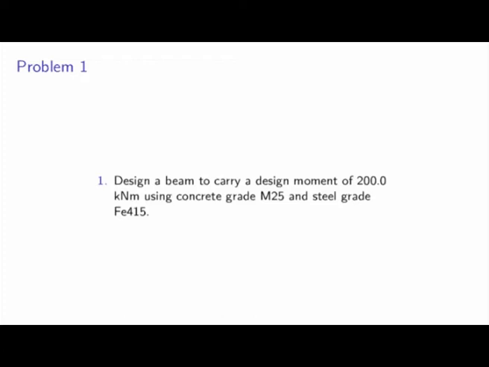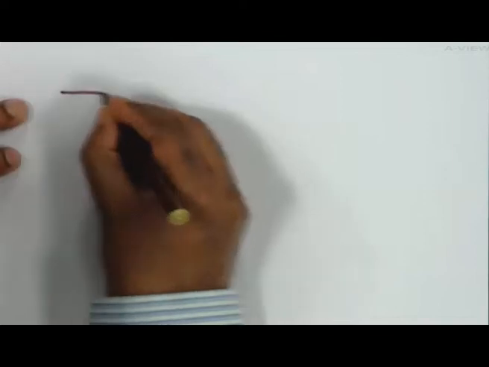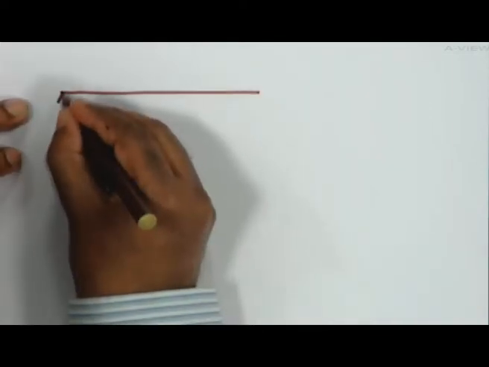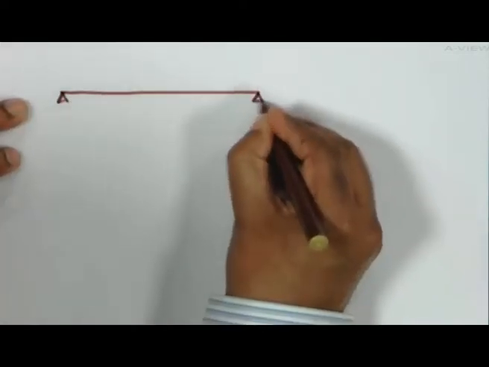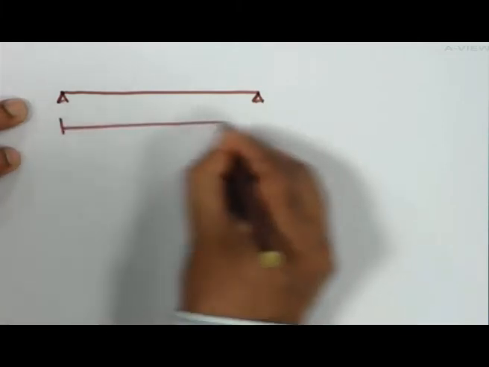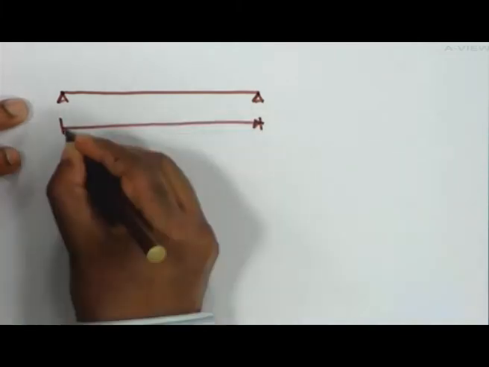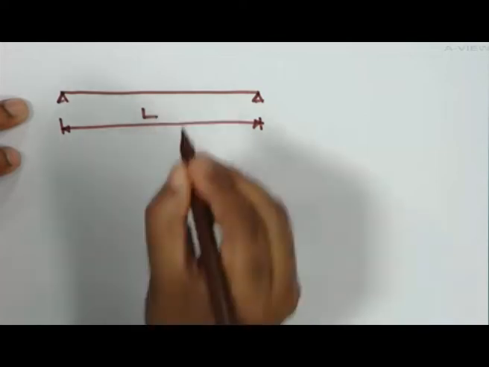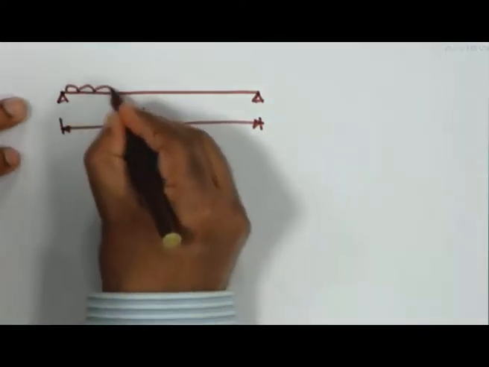But anyway, this 200 kilonewton meter we actually get from our analysis. If you are interested, you can find out using Table 12 or Table 13 also. I can give you just one example here: let us consider a simply supported beam having a certain length L, and you have a certain load W.